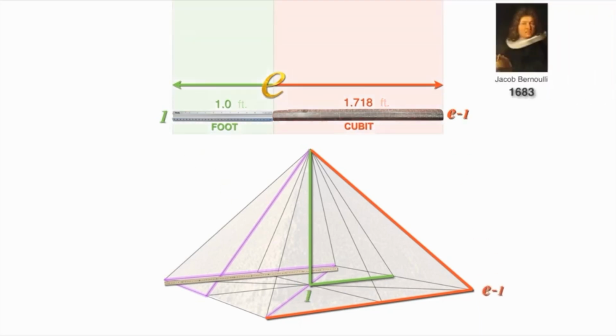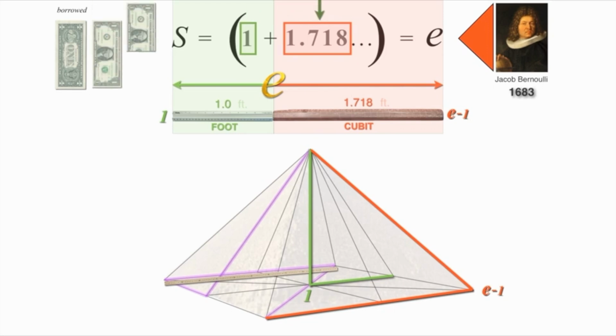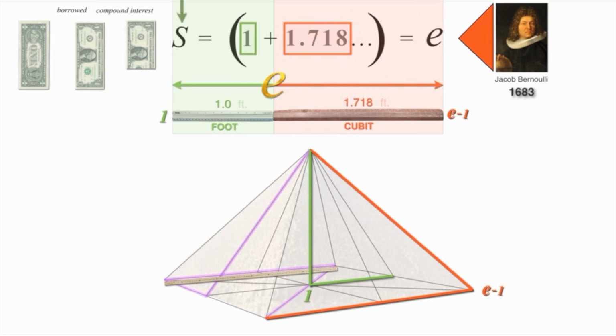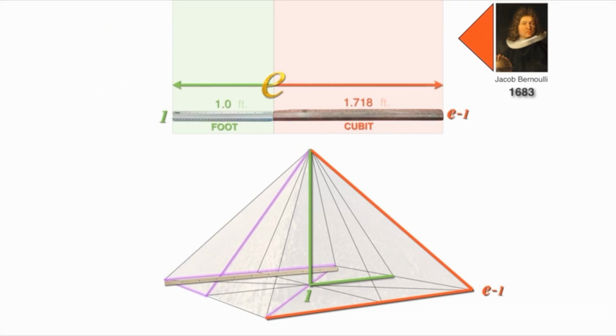Jacob Bernoulli, in 1683, working on compound interest, discovered this formula, the same one that banks use today to calculate the interest we owe on our credit cards. 1 is the amount that we borrow, and if we're compounding at 100% interest continuously, the maximum possible owed on a loan of $1 converges to 1.718, and the total is e, 2.718, and that's the total owed to the bank. This rate of growth is inherently built into creation. It's the natural base of logarithms.